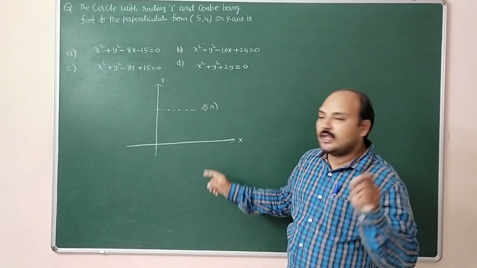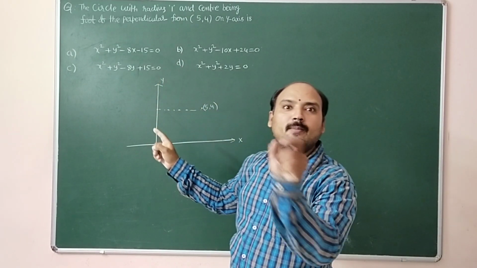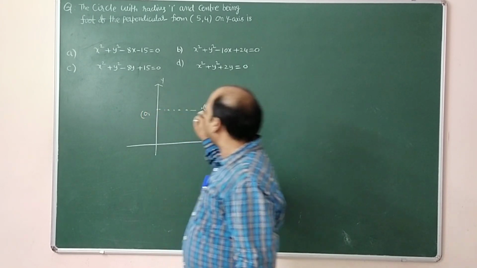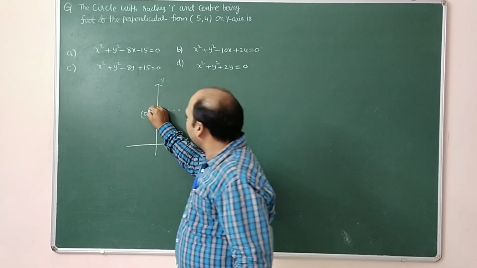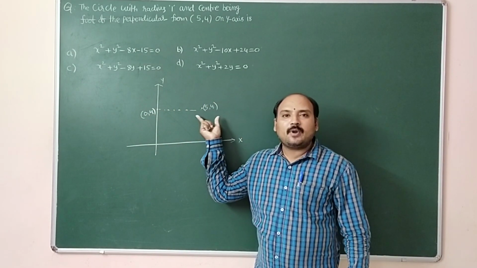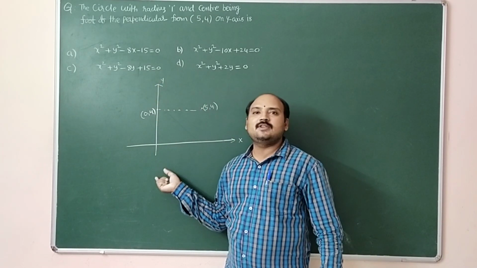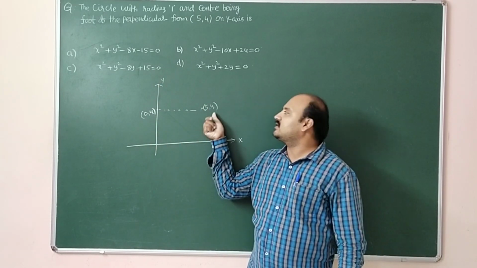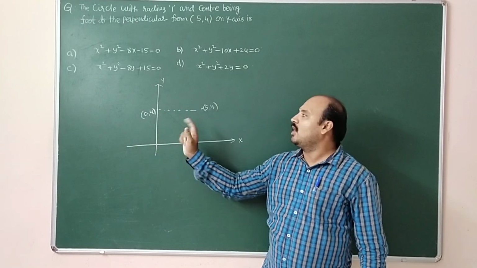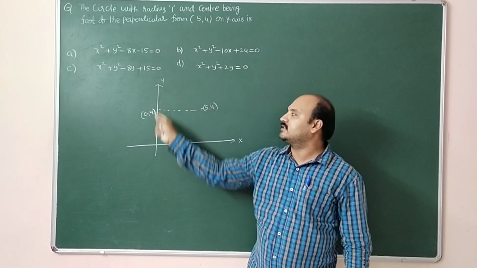The foot of perpendicular from point x, y to the y-axis is 0, y. You remember. So 0, what is y here? 4. Once again I repeat, the foot of perpendicular from a point x, y to the y-axis is 0, y. In place of y, what value is there? 4. So 0, 4 is the foot of perpendicular from a point 5, 4 to the y-axis.